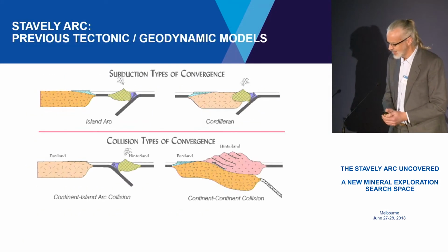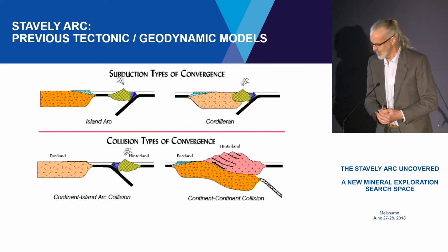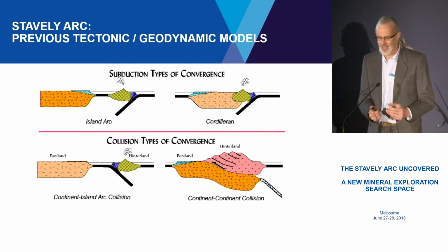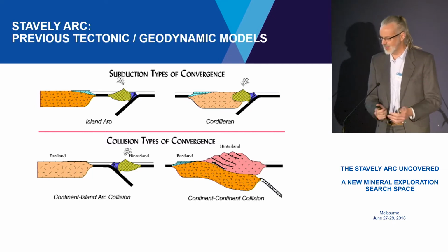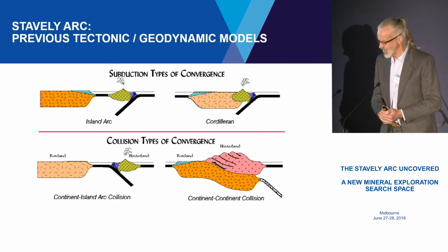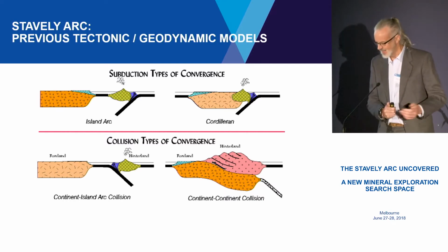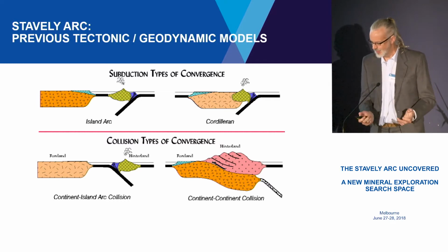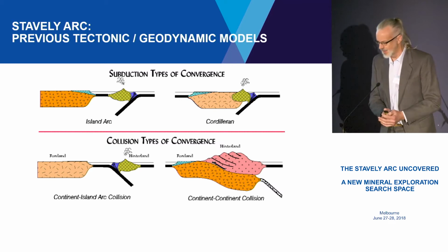Previous models. So these are the sort of models you can have in convergent systems at sort of continental scale. You can have island arcs where you have an oceanic crust sinking under oceanic crust, you get an intra-oceanic arc. You can have a Cordilleran sort of system where the oceanic crust is sinking under the margin of a continent, building an arc on the margin. You have an arc-continent collision where you have ocean-dipping subduction and it pulls an island arc in and it crashes, and you can have full-on sort of continent-continent collision where you have basically the ocean closes completely and continents collide.